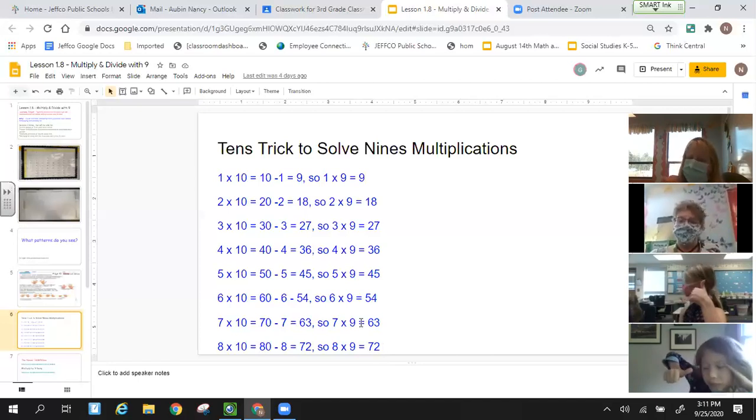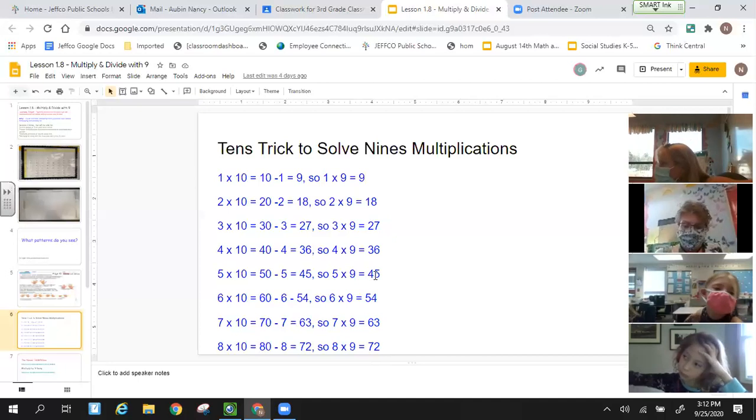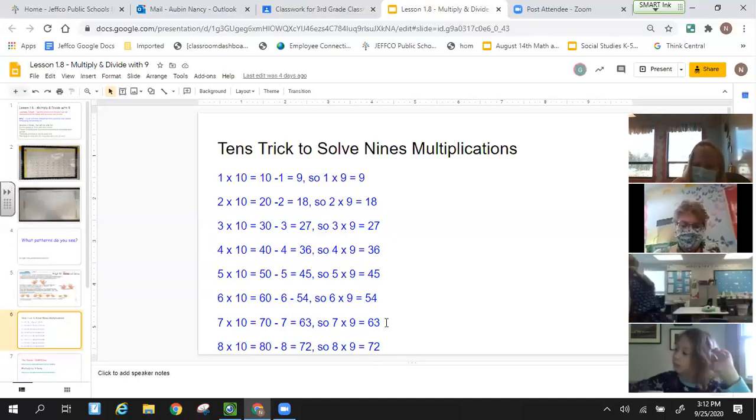But my other favorite thing is look at this. Just don't forget that the 2 digits for the products of your 9s, when you add them, they equal 9. 1 plus 8 is 9. 2 plus 7, 9. 3 plus 6, 9. 4 plus 5, 5 plus 4. 6 plus 3, 7 plus 2.